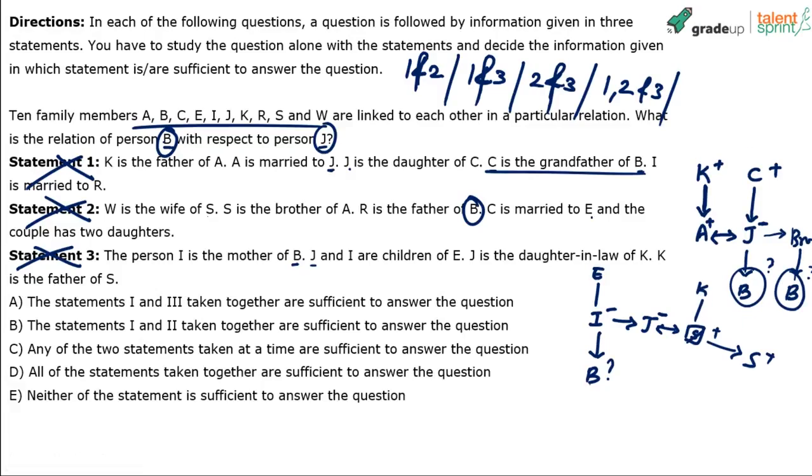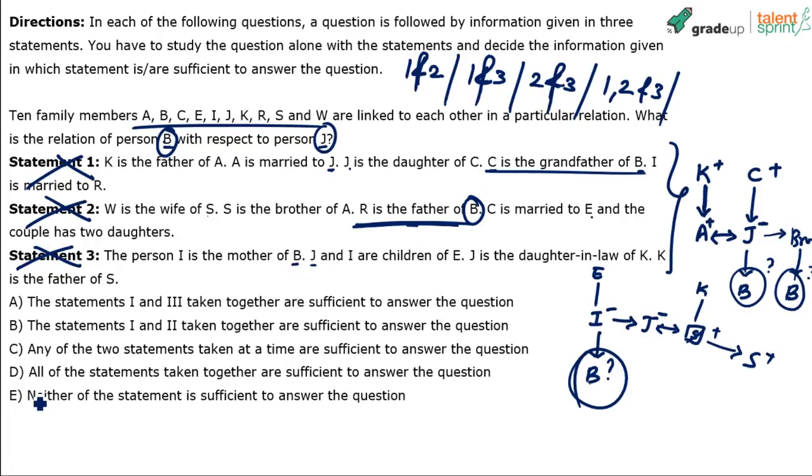From statement 2 also, while it has given R is the father of B, whether B is the son of R or daughter of R is not given to us. So B's gender is not known. And in statement 3 also, B's gender is not known. So even if you combine all 3 of them, you will not be able to answer the question, just based on the fact that we have no clue about what the gender of B is.